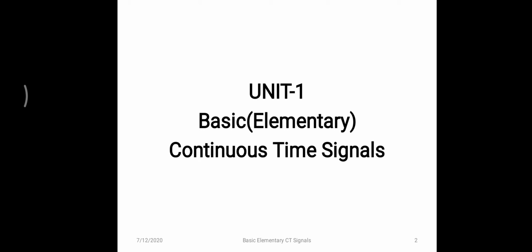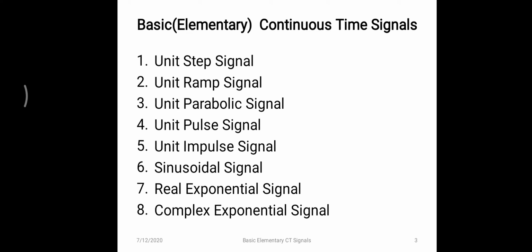And in today's lecture we are going to discuss basic continuous time signals. In the previous lectures we explained what continuous time and discrete time signals are. Now we are going to elaborate the basic alphabets of a signal for both continuous time and discrete time. This lecture is only about continuous time signals. What are the basic elementary continuous time signals?